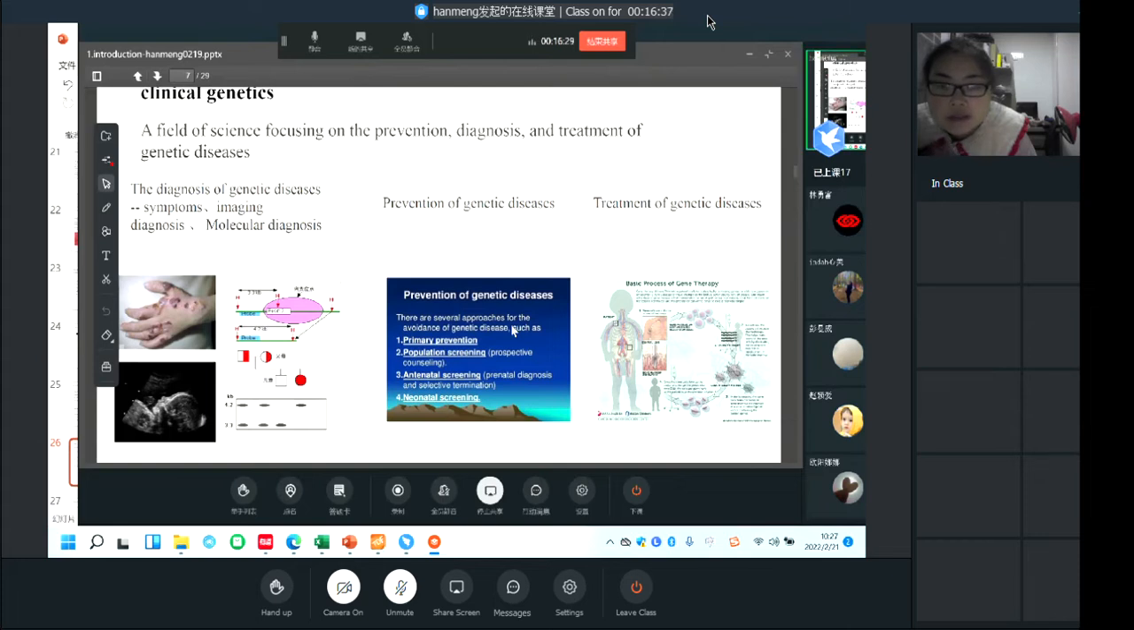And then for the treatment of genetic disease, you can use gene-targeted or individual-based treatment. So maybe this is all the work of a genetic counselor.